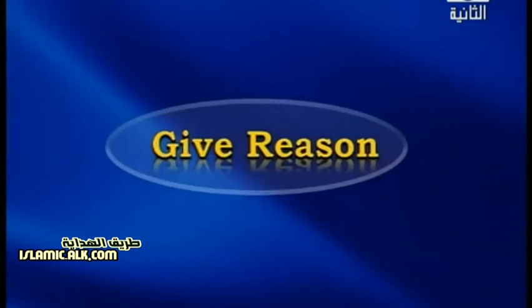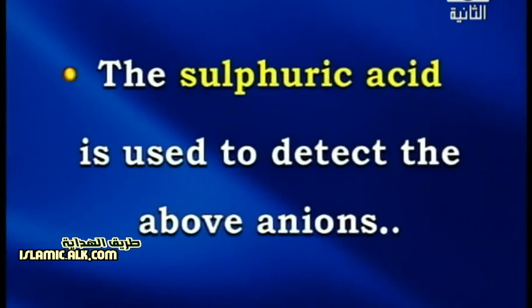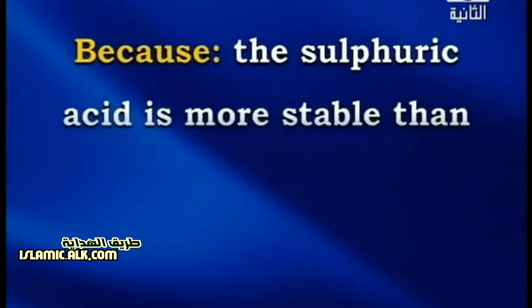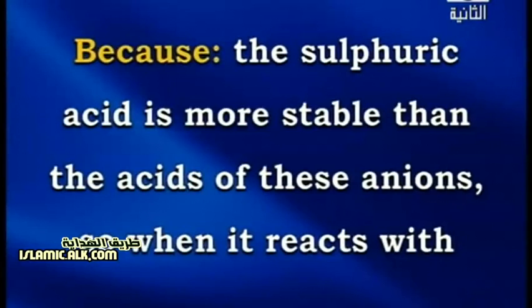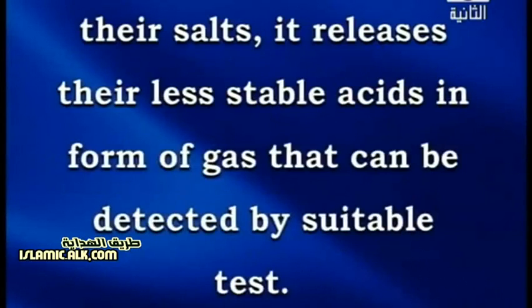My dear student, we have to give a reason at this point. The sulfuric acid is used to detect the above anions. The reason for that is that sulfuric acid is more stable than the acids of these anions, so when it reacts with their salts, it releases their less stable acids in the form of gas that can be detected by a suitable test.